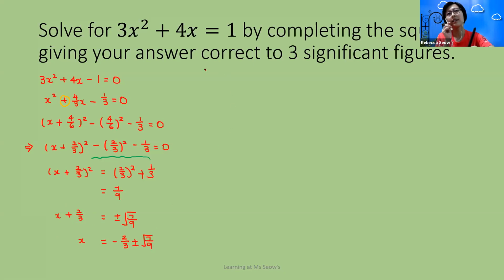Okay, and last step, what we could do is we punch in the numbers into the calculator and we will have 0.215 and negative 1.55, correct to 3 significant figures. So I hope that these two examples will give you a clearer idea of completing the square. Thanks for your time.